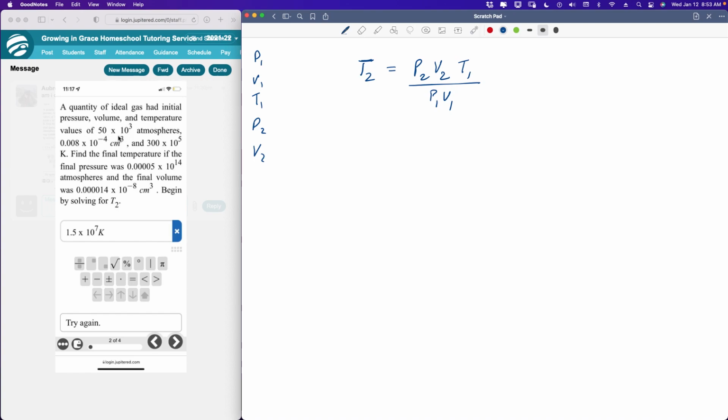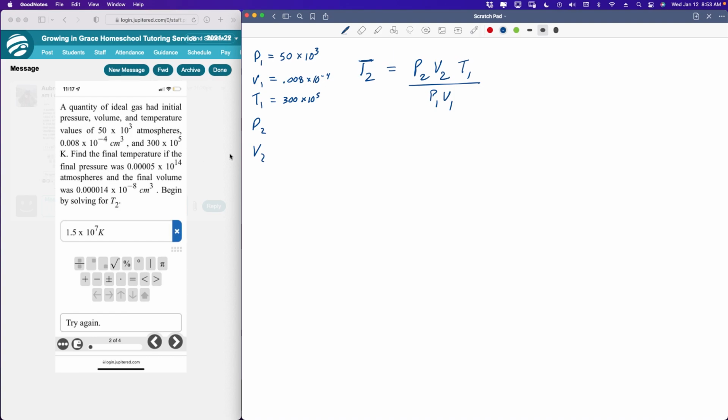So the initial pressure is this: 50 times 10 to the third. The volume, because it's the second thing listed, is going to be the second number listed: 0.008 times 10 to the negative 4. And the initial temperature is 300 times 10 to the 5th Kelvin.